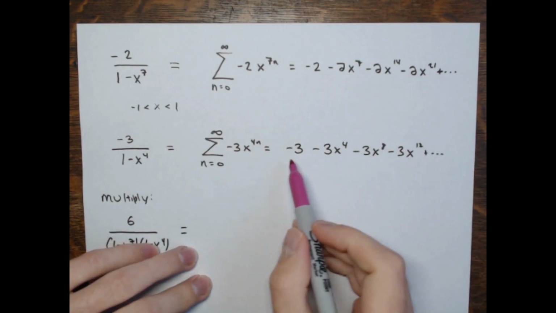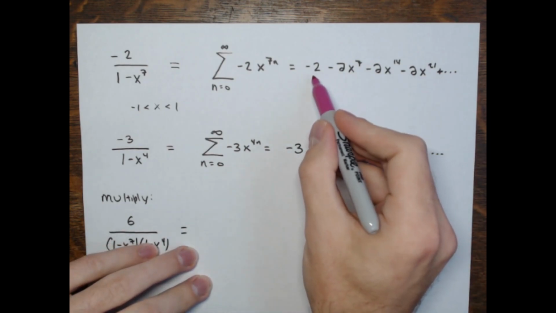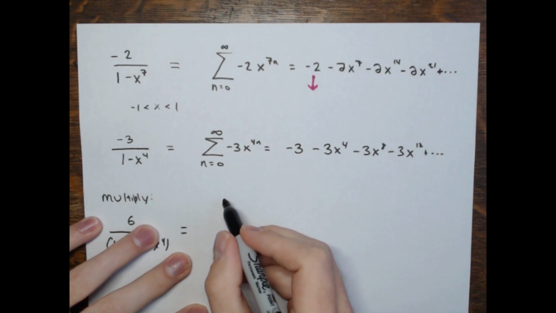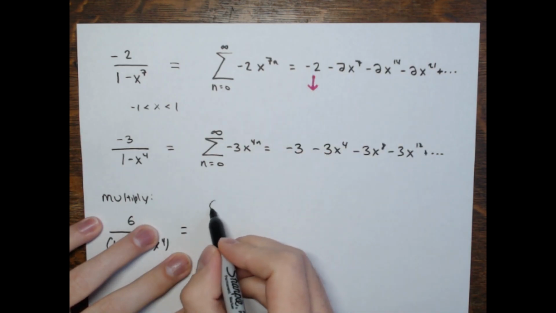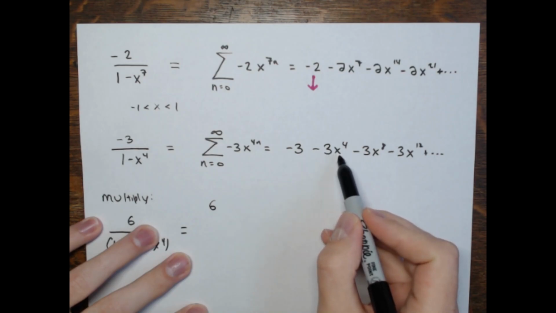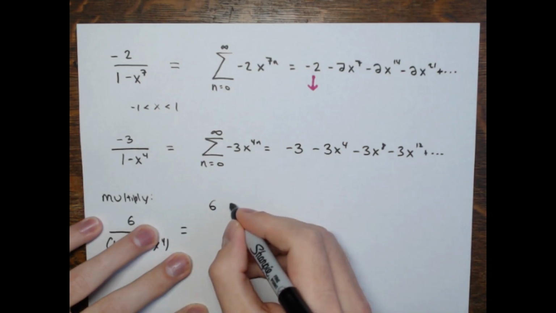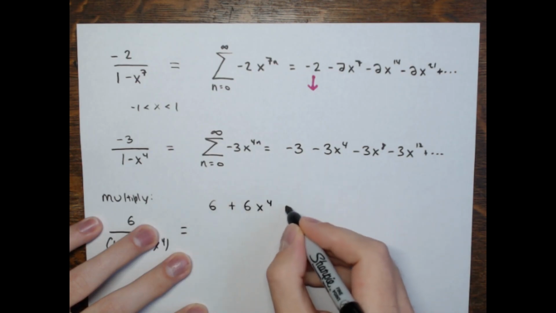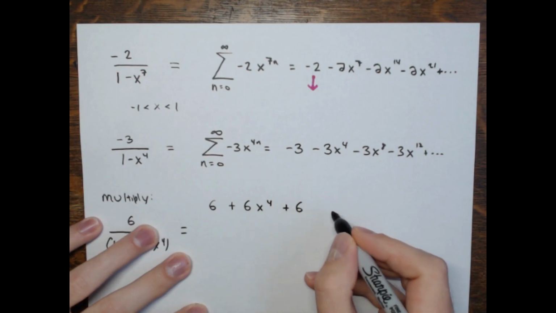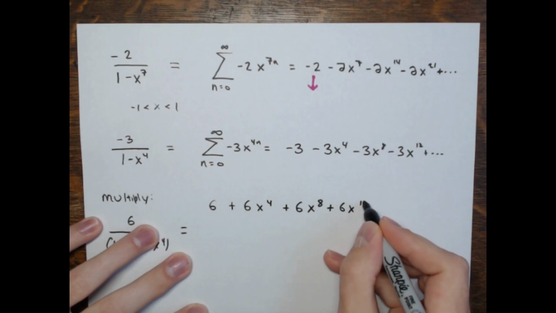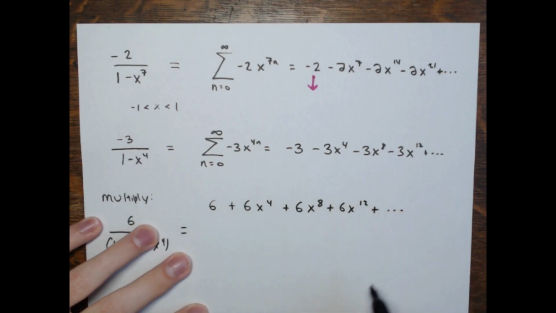Take every term from one, distribute to the other. So first I start off by distributing the -2. I'll just take the first term here, and I'm going to stack some terms. Now -2 times -3 is +6. -2 times -3x to the 4th is +6x to the 4th, and then +6x to the 8th, +6x to the 12th, and so on.